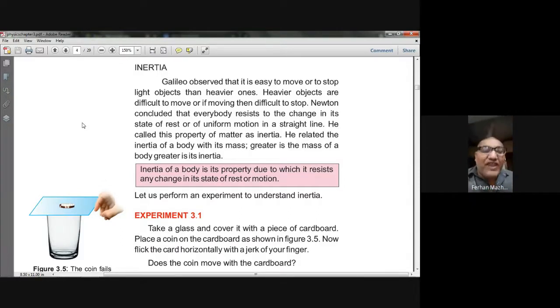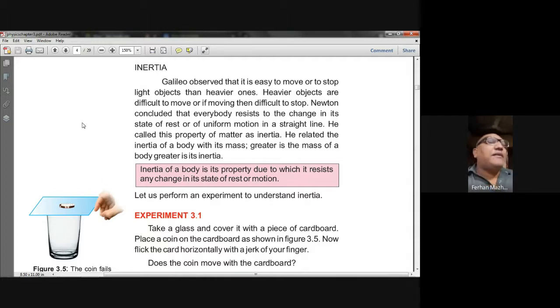If the car is going smoothly at a constant speed, and all of a sudden the driver applies the brakes, what happens? Your body is pushed forward and you are in danger of colliding with the dashboard.